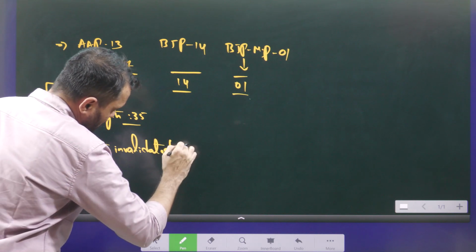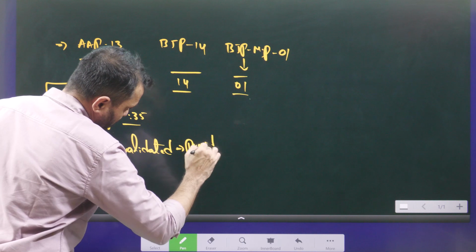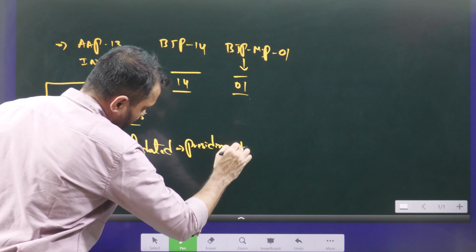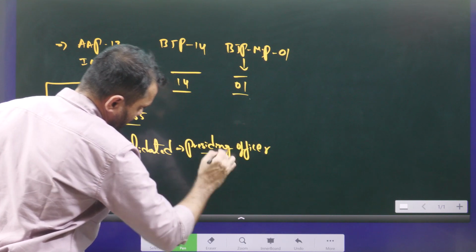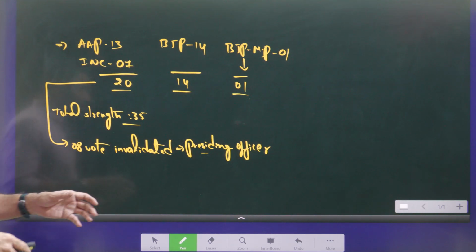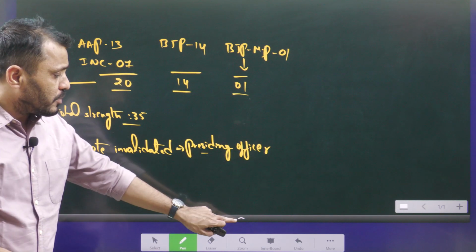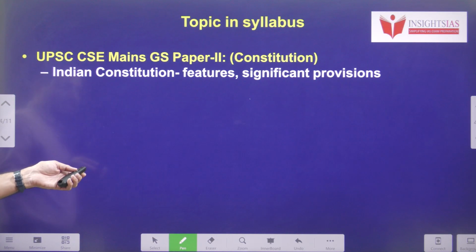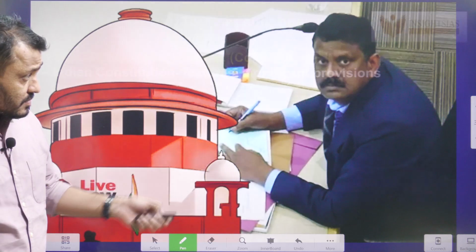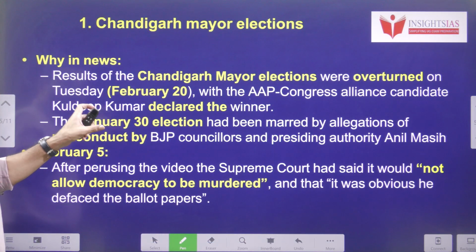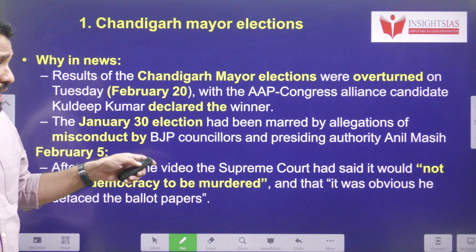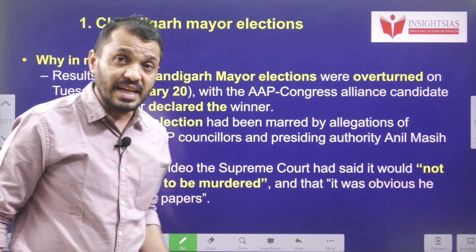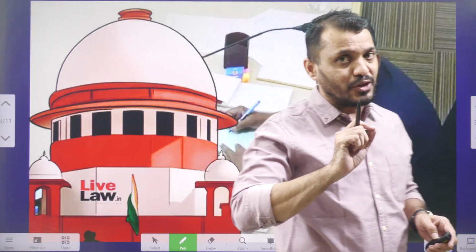By whom? By the presiding officer. The presiding officer is generally a political appointment. So who is this presiding officer? In this photo, he became very popular. The presiding officer was actually tampering with the votes. His name is Anil Masih. While he was tampering with the ballot papers, it was recorded in the CCTV video footage.